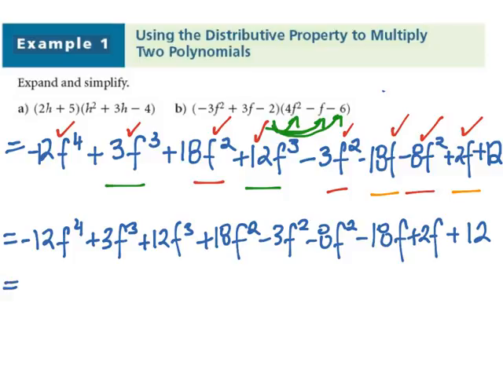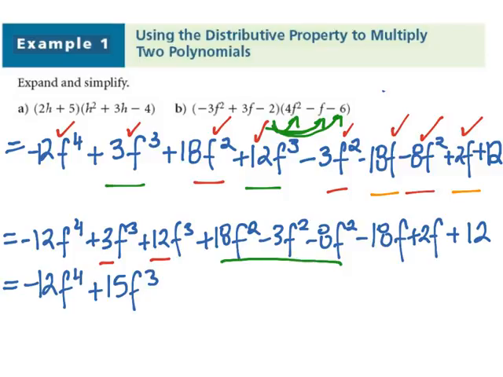So now we arranged it. Now we're going to simplify. We still have negative 12f to the power of 4. That doesn't change. But now we have a 3 and a 12 of f cubed. 3 plus 12 is 15 f cubed. For f squares, here's our terms.